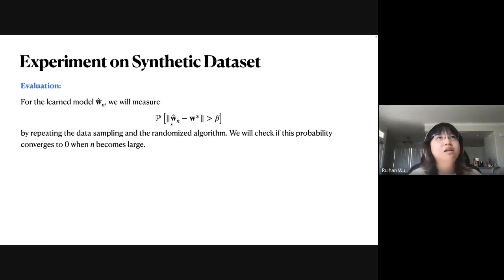For the evaluation, for the learned model W hat n, we will measure the probability that the difference between it and the optimal solution is larger than beta. The randomness of this probability comes from the data sampling and the randomized algorithm. So we measure this probability by repeating the data sampling and the randomized algorithm, and we want to check if this probability converges to 0 when n becomes very large.